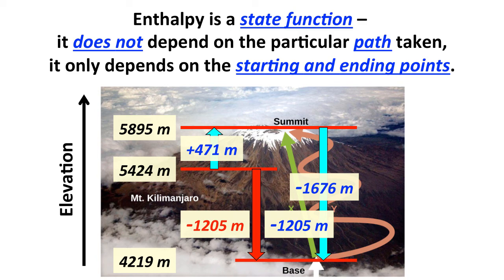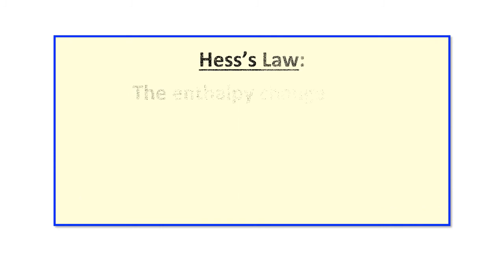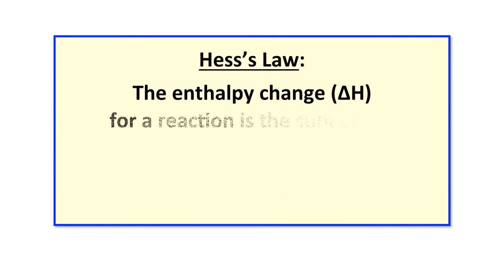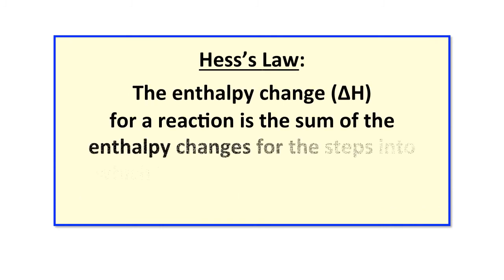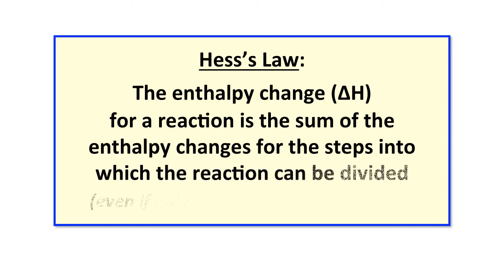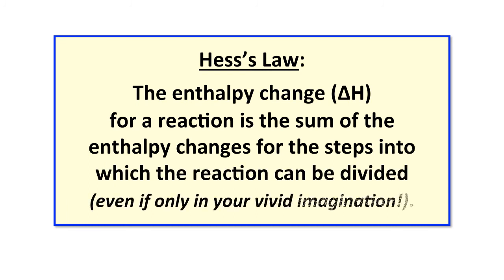So because enthalpy is a state function, we can use something known as Hess's Law, which is that the enthalpy change, delta H, for a reaction is the sum of the enthalpy changes for all of the steps into which the reaction can be divided, even if these aren't steps that really occur. If we can connect the dots from A to B using a series of steps, then if we add up the enthalpy changes for the series of steps, we get the enthalpy change for the overall net process.